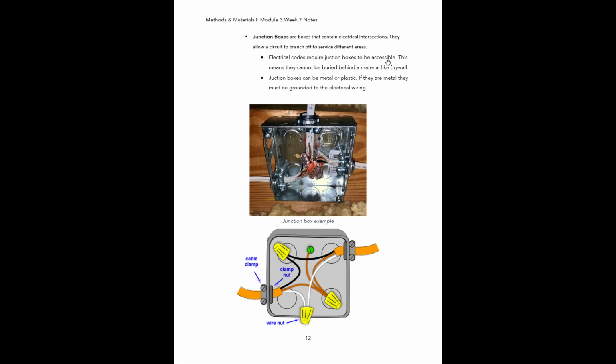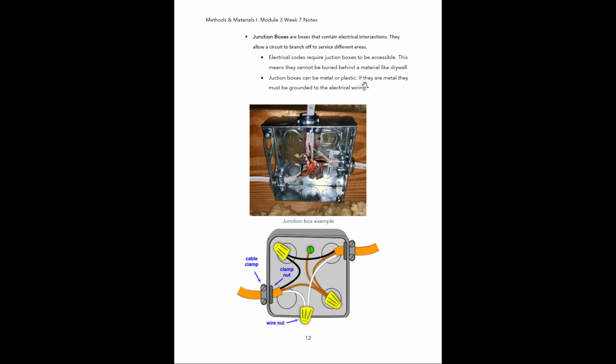Electrical codes require junction boxes to be accessible. This means they cannot be buried behind a material like drywall. So if you have a basement, usually you will see these exposed just attached to the joists. They're allowed to be behind acoustic ceiling tile because you can access them by just popping the ceiling tiles off. But if you were to build a gypsum ceiling over top of these or embed them into a wall, that'd be a big no-no, and that would get flagged on an inspection if they saw it.